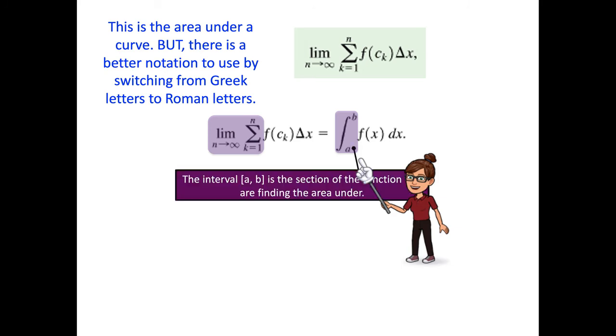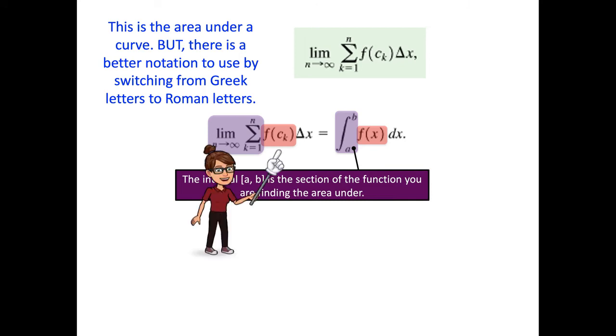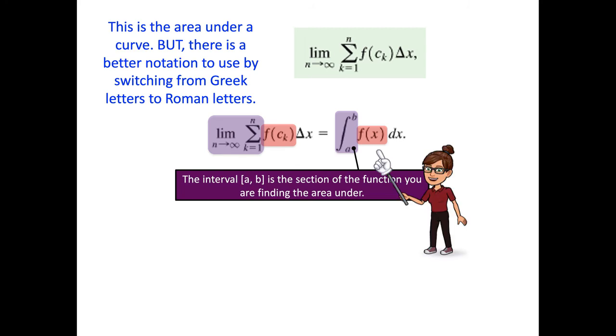Now that a and b is the interval you're looking at, okay? Where are you finding the area from? Next, you have the heights of every rectangle. So on the left-hand side, it needs to be c sub k, because remember there were all those different rectangles. But on the right, you don't need the subscripts because you're no longer using sigma notation. So it just becomes f of x.